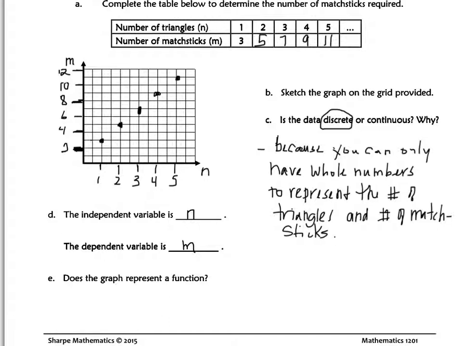Well, if you look at this graph, whatever point you look at, there are no two ordered pairs with the same x-coordinate. In this pattern, when you have one triangle, you're only going to have 3 matchsticks. There are not 2 possible y values that will go with that. The same thing with 2 triangles: there's only one answer that goes with the number of triangles as 2. So you'll never have 2 ordered pairs with the same first elements. So the answer to that question will be yes.